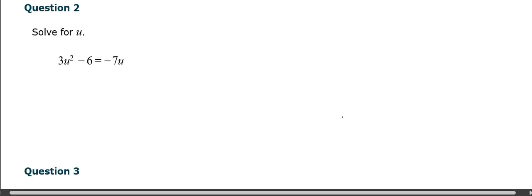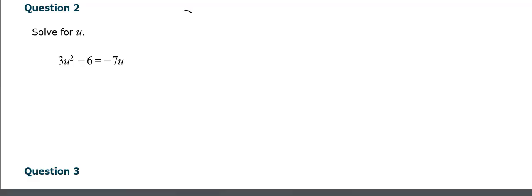So our next problem, solve for u. 3u squared minus 6 equals negative 7u. So the first thing that we want to do is make sure that we set our equation equal to 0. So we're going to move the negative 7u from the right hand side to the left hand side and make sure that we put this in descending order. So we end up with 3u squared plus 7u minus 6 equals 0.